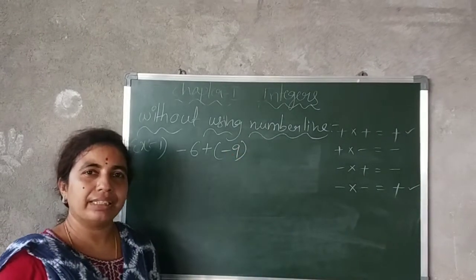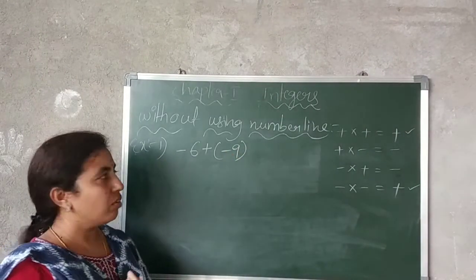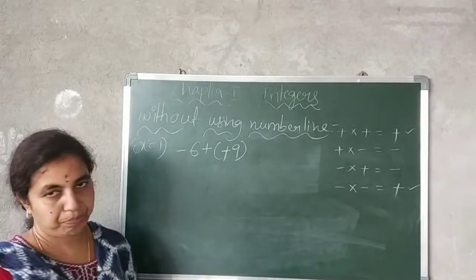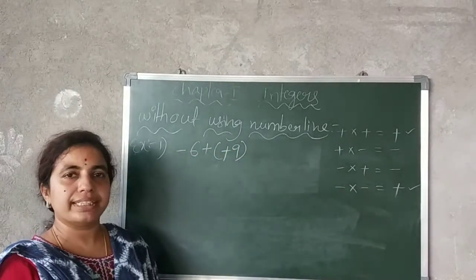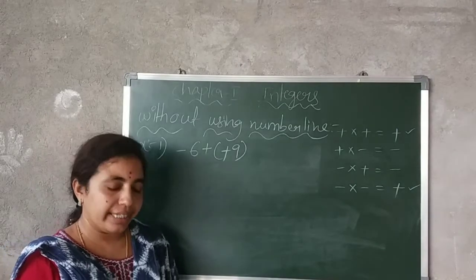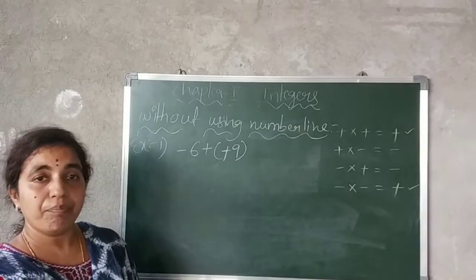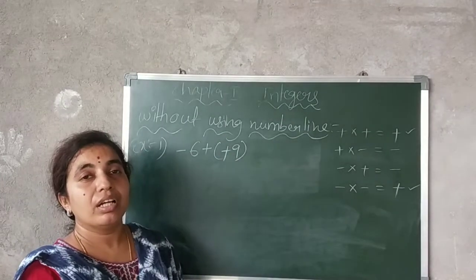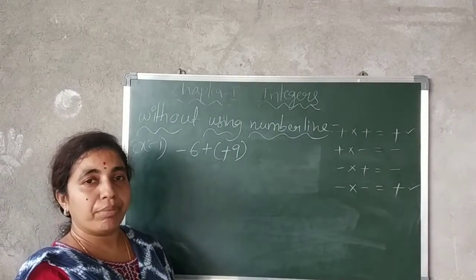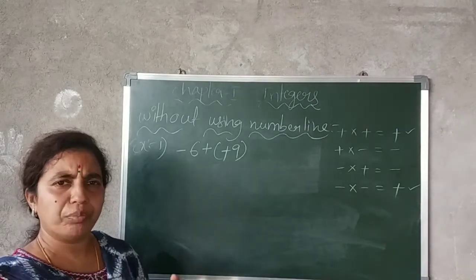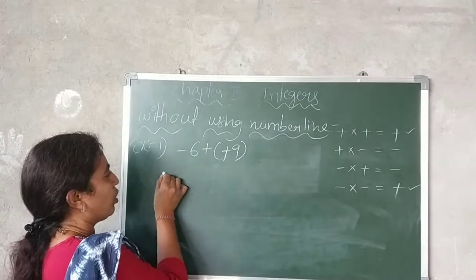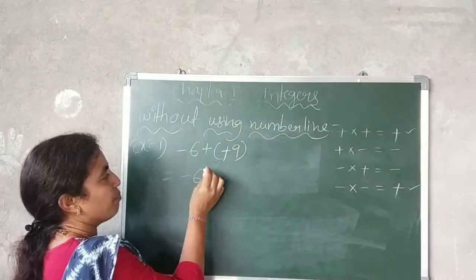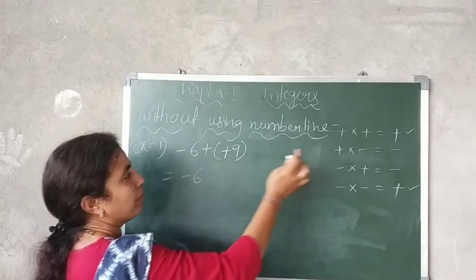Minus 6 plus half minus 9. I'll explain 3 to 4 examples so that you will get an idea of how to solve them. So in 6th class you have learned about addition of integers without using number line. The first step is to remove the brackets. So I remove the brackets. Minus 6, and here same signs are there, plus and plus.